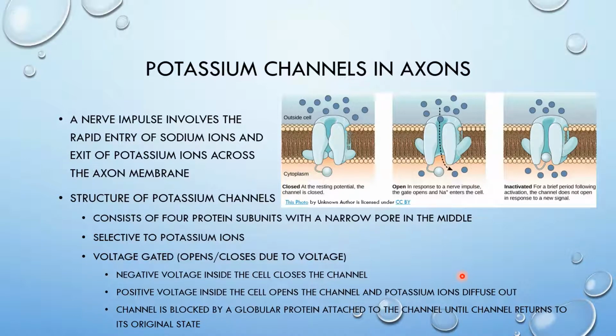Now, negative voltage inside the cell closes the channel. This means that there aren't a lot of potassium ions inside the cell, for if there were a lot, the voltage would be positive because potassium ions are charged positive. Anyways, the positive voltage inside the cell: once there are a lot of potassium ions inside the cell, the channel will open and the potassium ions will diffuse out, as in this picture.